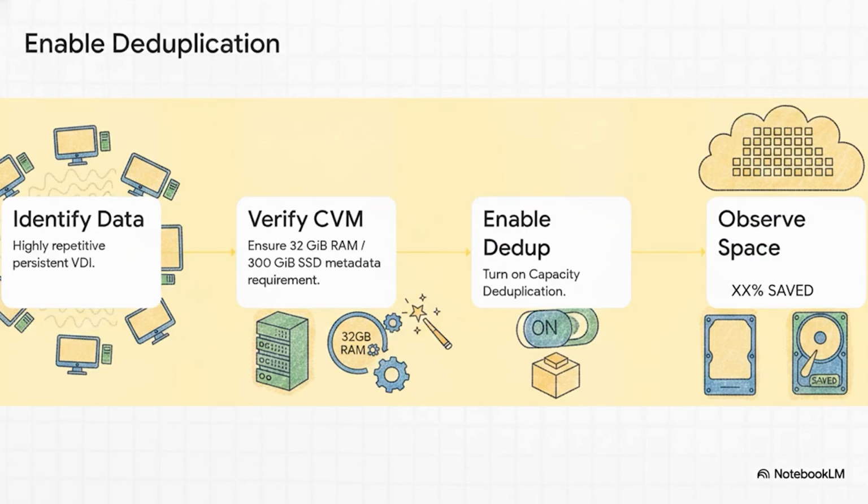Picture an exam scenario where you are tasked with rolling out persistent VDI desktops. First, you'd identify that you have highly repetitive, persistent data spread across hundreds of virtual desktops. Next, and this is absolutely critical, you verify your CVM meets the strict hardware requirements. Third, you enable capacity deduplication. And finally, you get to observe massive space savings as all those duplicate data blocks on your hard drives get consolidated down.